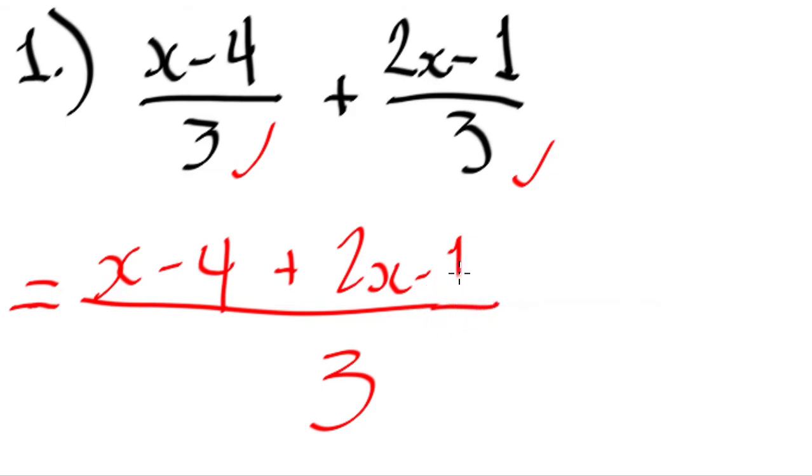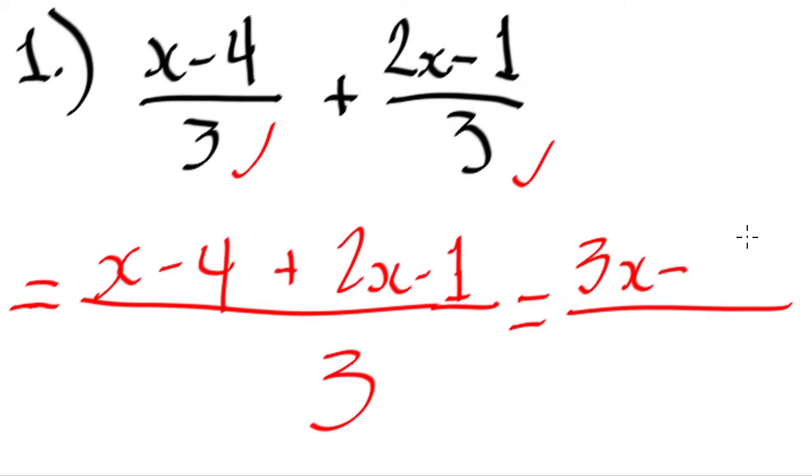Simplifying the numerator here will give us what? What will be our final answer? So x plus 2x, these are like terms. x plus 2x is going to give us 3x. And then negative 4 minus 1, they're like terms. They have the same signs, so we add them and copy the sign. Negative 4 minus 1 is going to give us minus 5.